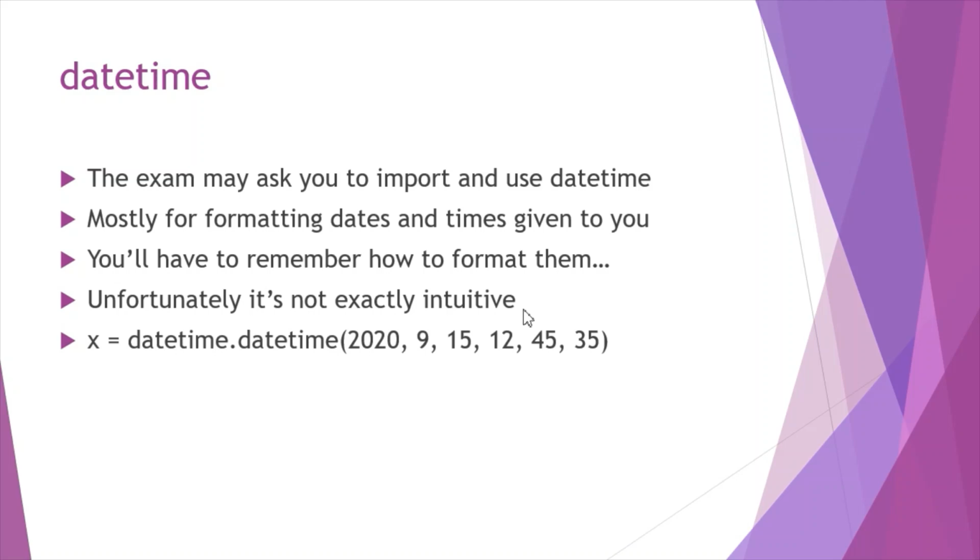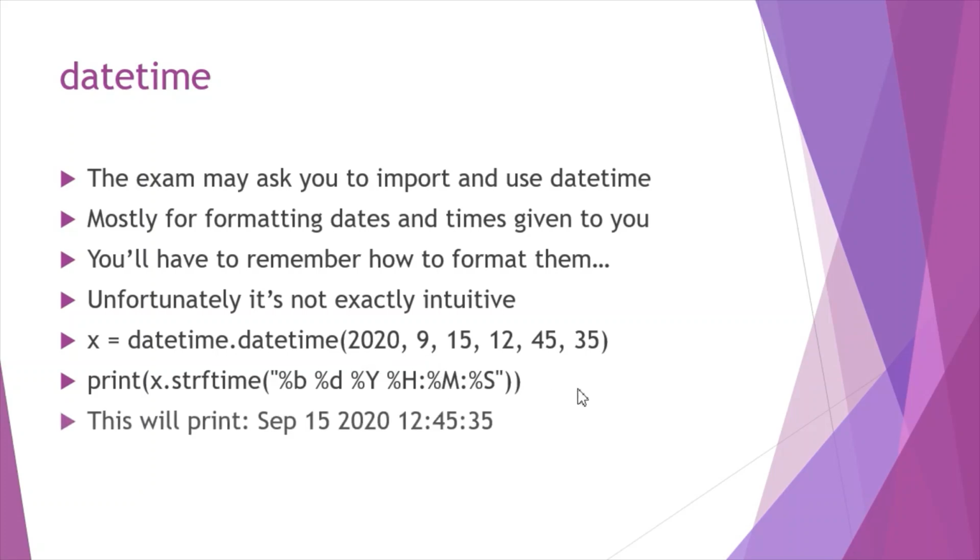So, just an example here: X datetime, and then you've got, say, a date and time. As you can see, this bit is quite intuitive: year, month, day, hour, minute, second. This bit is the non-intuitive bit. You've got %b, %d, %y, and then %h, %m, %s, and you have to remember whether they're uppercase or lowercase as well. %y will give you a full year like this if it's uppercase, and if it's lowercase it'll give you just the last 2 digits. So just remember that as well.